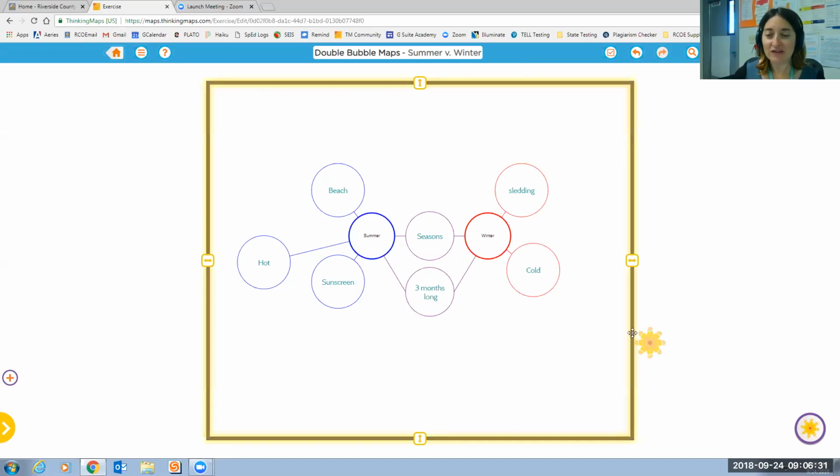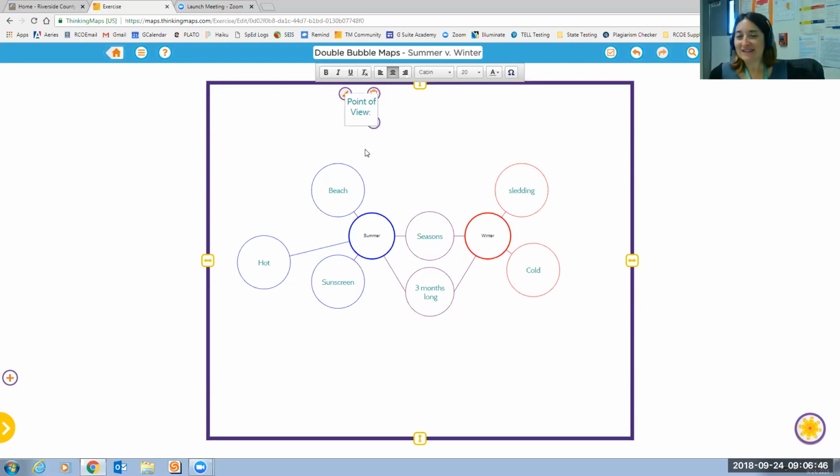But inside our frame of reference is where we want to discuss how point of view might affect what we put on our map. So in this case, I live in California. My location really affects what I think of as summer and winter, because notice I put 3 months long in the middle as a similarity here. But it's possible if you live somewhere in a colder climate that winter might last a lot longer than 3 months and summer might be shorter than 3 months. So my point of view is affected by where I live.